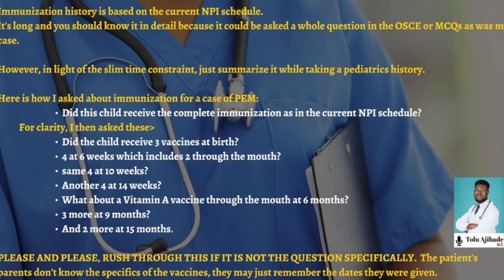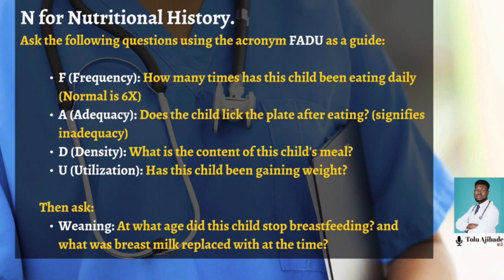Thank you very much. And then moving on to the nutritional history, which is the N part of the BIND. So pediatrics history, BIND. For the nutritional history, there's another acronym to remember, which is FADU. Now, one thing I'll tell you is these acronyms may seem like a lot, but as you keep using them during practice over a course of 2-3 months, every single day, practice and practice and practice, you will be fine. It becomes very easy to you. It seems like nothing. It seems like a piece of cake, okay?